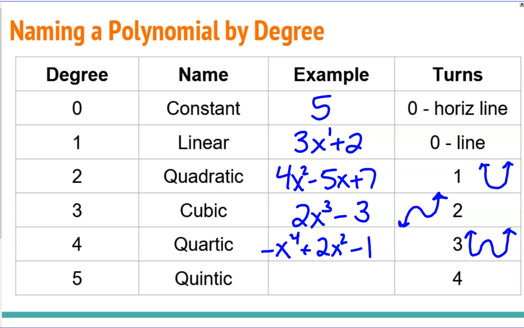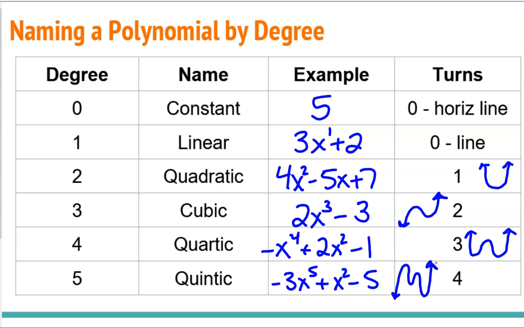Finally, a quintic has a degree of 5. So let's say we had negative 3x to the 5th plus x squared minus 5. Okay, that has a degree of 5 because 5 is our highest exponent. This has 4 turns, so it would be something like this, where it has 4 different turns in it.